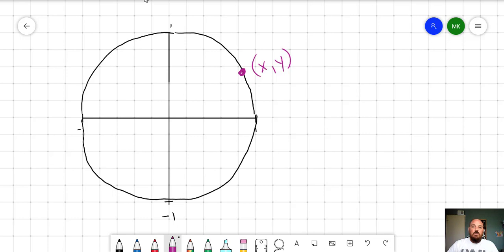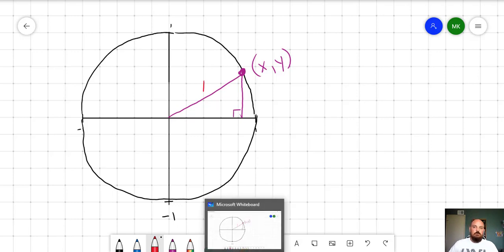Now we're going to use that point to create a right triangle by first connecting it straight down to the x-axis. That's our right angle. And then connecting it to the origin of the circle. That's our hypotenuse. Now if I think about this triangle for a second, the one thing that I know is that the hypotenuse that I just drew is the radius of the circle. And we said the radius is 1. So the length of that is 1.